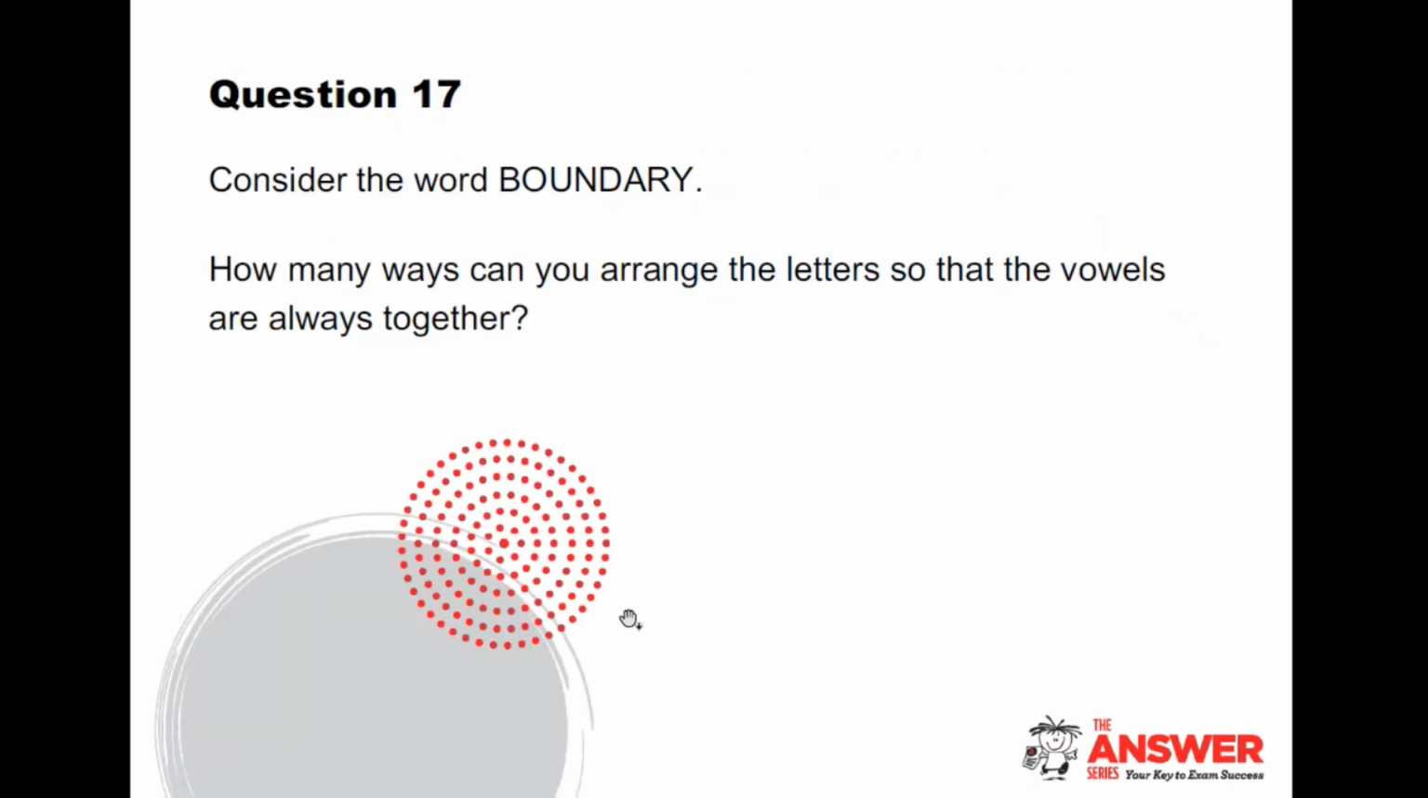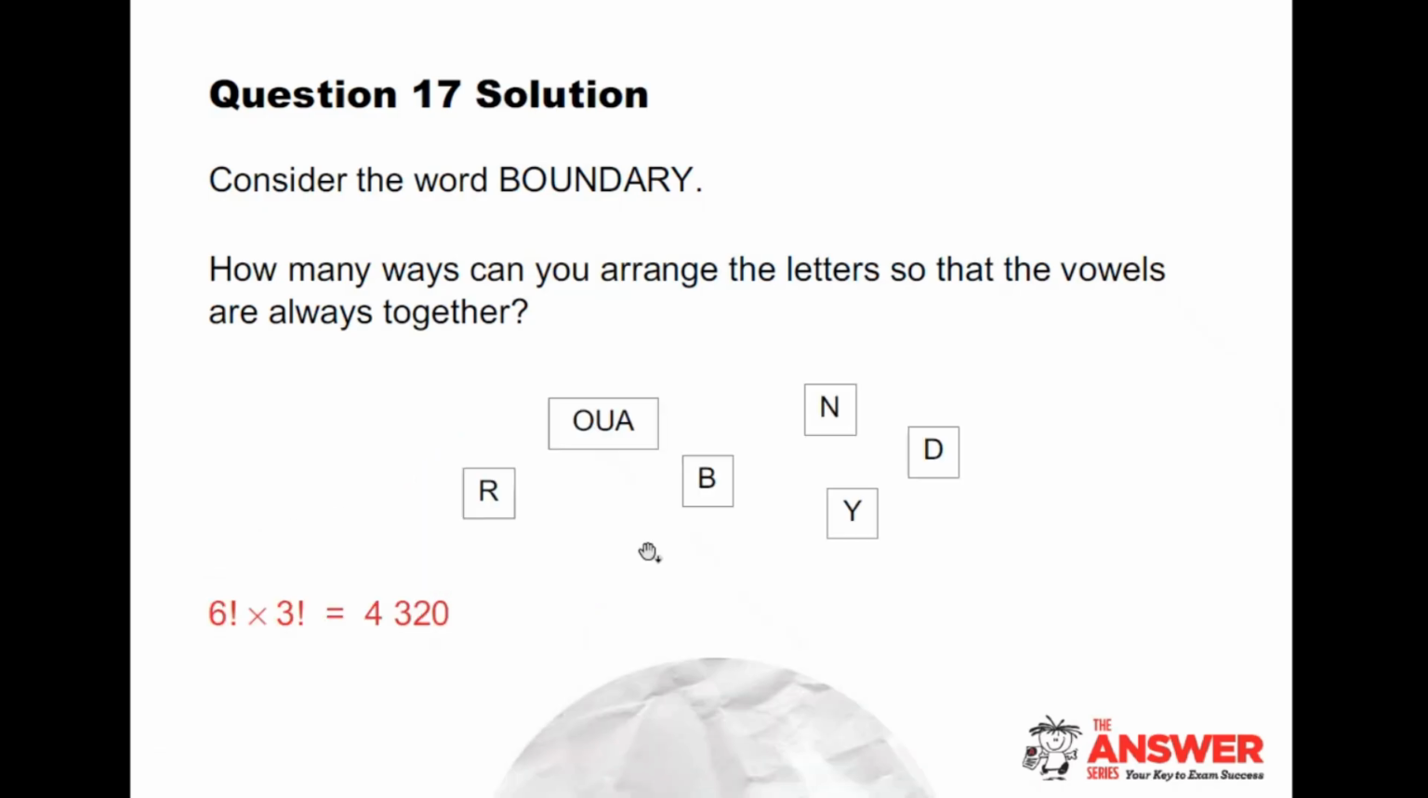Question number 17. Consider the word boundary. They still are all different letters. Don't make things too complicated too quickly. So don't just leap into, no, we need to do lots and lots. Okay. What have we got here? Similar to the Browns. How many ways can you arrange the letters so that the vowels are always together?